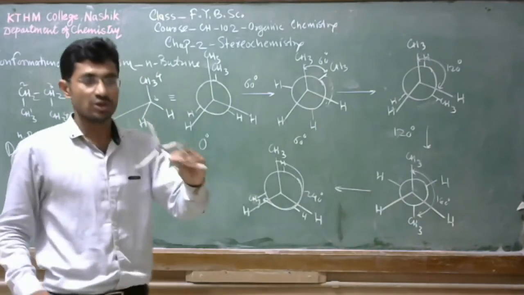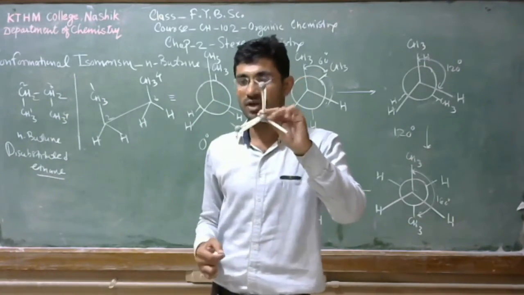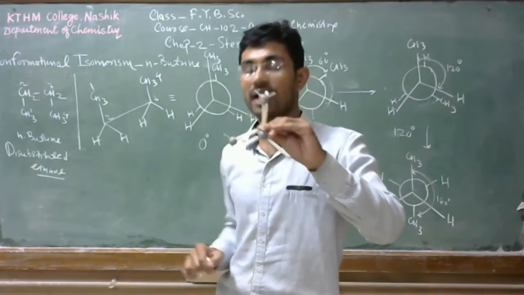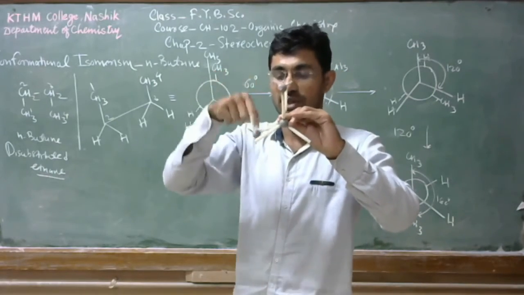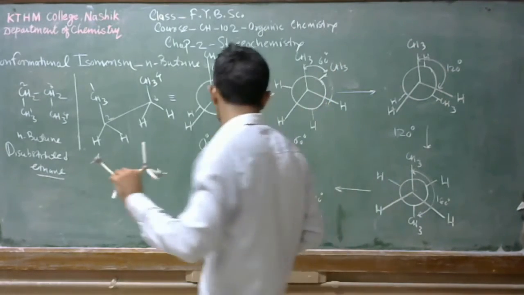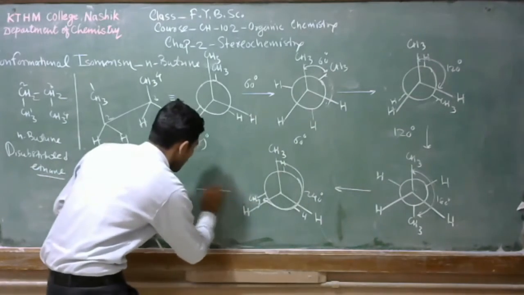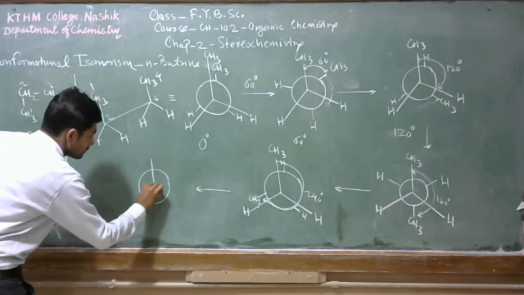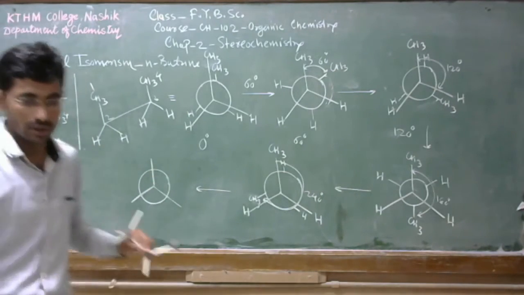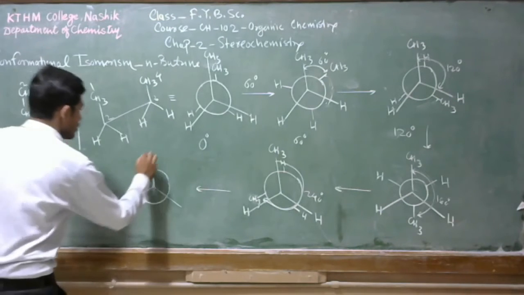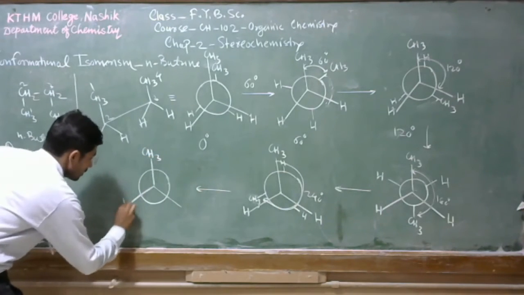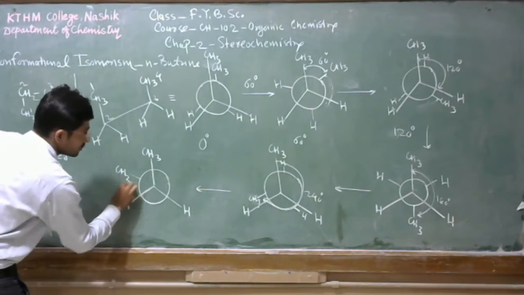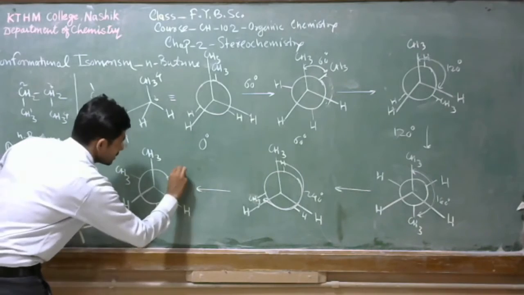So that angle, how much? 240. In this way we can observe, see here, this group has come at this position. So overall angle is 240 degree, a diagonal angle of 240. Again 240 plus 60, so that comes out to be how much here? So methyl, then H and H. So this methyl group comes at this position, then H and then H.